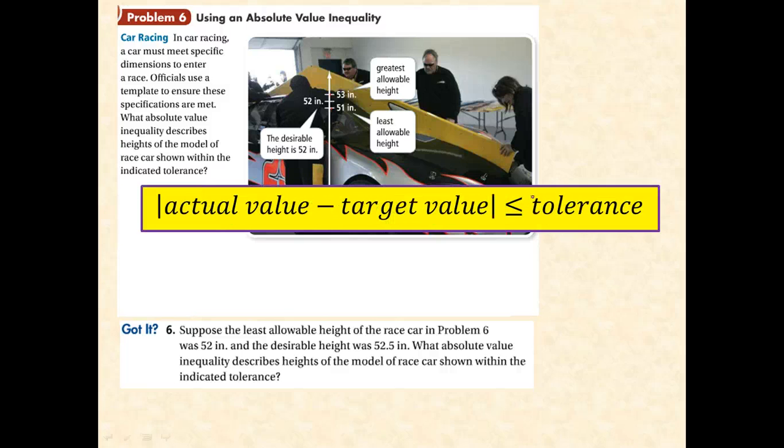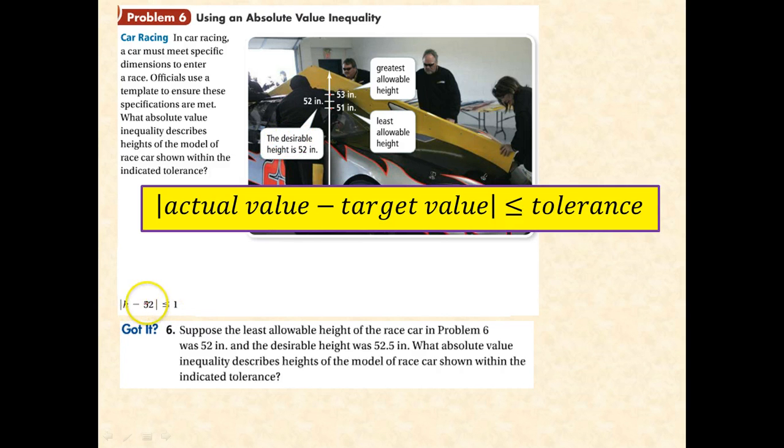Another way to say that would be our actual value minus the target value, in absolute value, is less than or equal to the tolerance. The tolerance is how far away you're allowed to be in one direction or another. So actual value minus target value, less than or equal to the tolerance. Our actual value is the height of our car. The target value is 52 inches, and we have to be less than or equal to 1 inch away from that. So just using this, we can write an absolute value equation to model the real life situation.